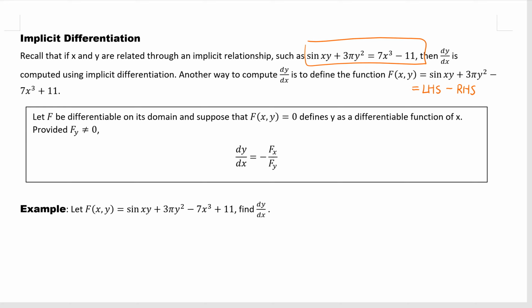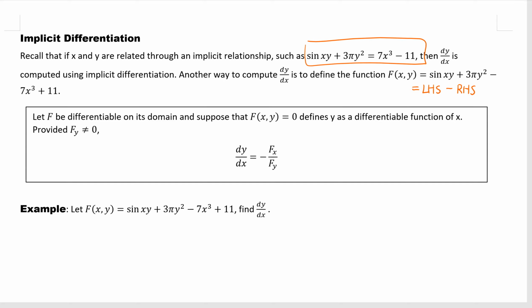So this is the rule. Let f be differentiable on its domain, and suppose that f(x, y) equals 0 defines y as a differentiable function of x. Provided partial f partial y is not 0, then the derivative of y with respect to x equals negative partial f partial x divided by partial f partial y.